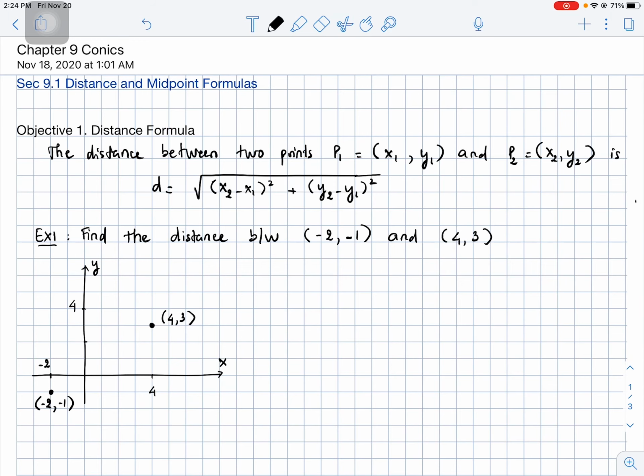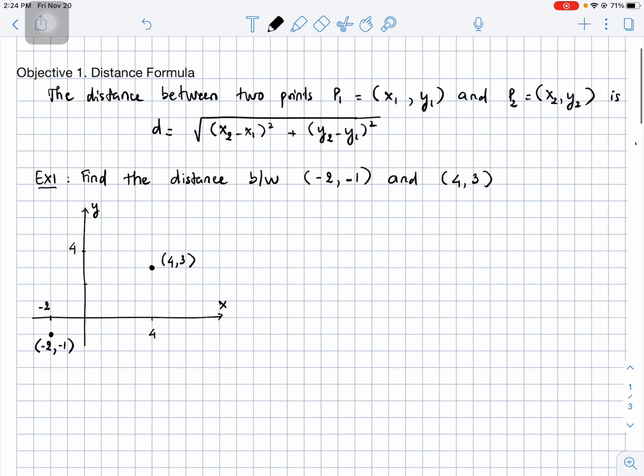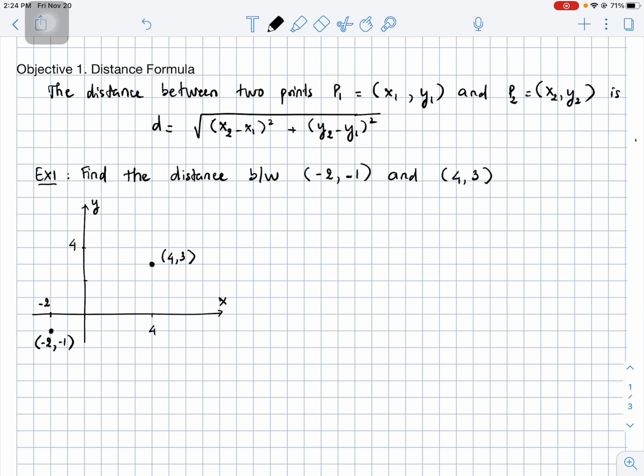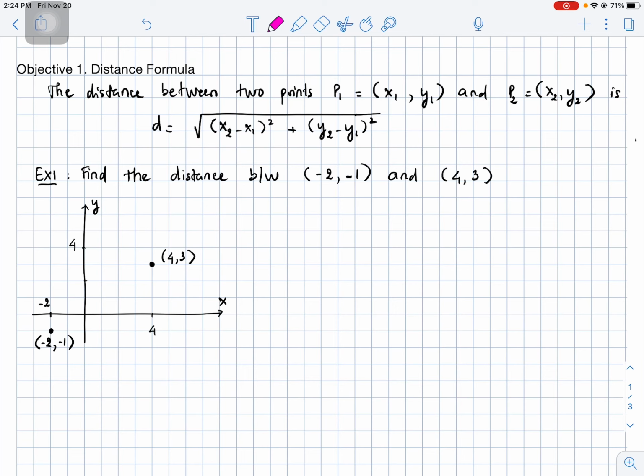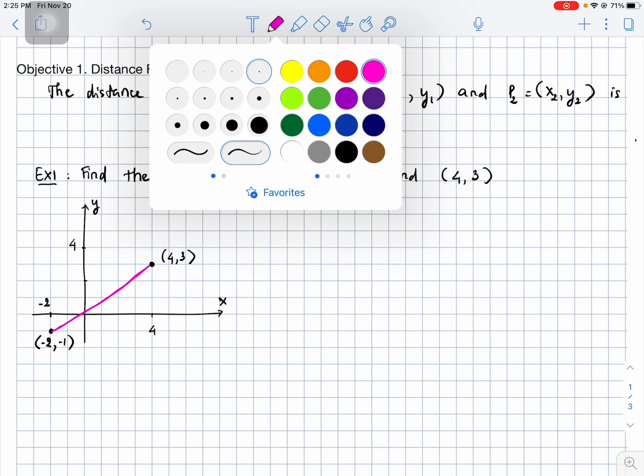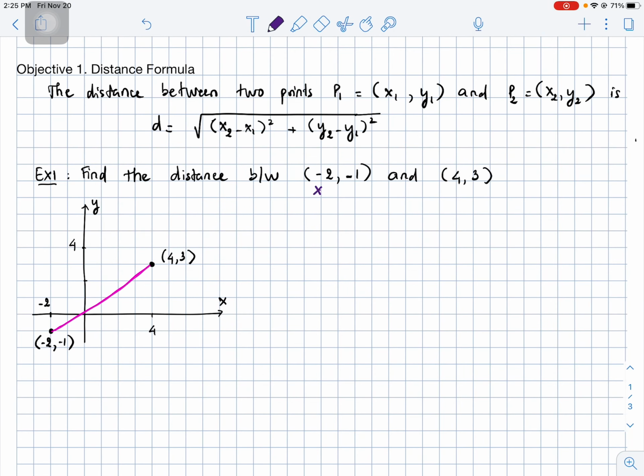And in example number 1, we want to find the distance between the 2 points (-2, -1) and (4, 3). So I already plotted the points on the xy coordinate. The distance between the 2 points is the pink segment, and we want to know what is the length, what is the distance between these 2 points. We're going to call x1, y1 the first point and x2, y2 the second point.